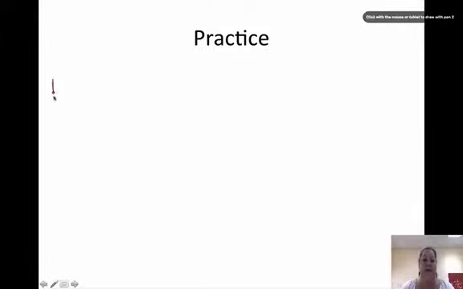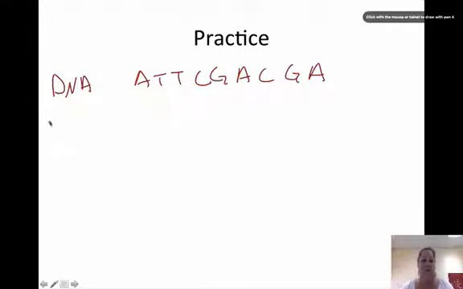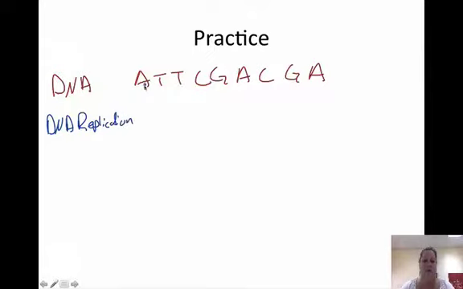So here we have our DNA. Let's go A, T, T, C, G, A, C, G, A. 1, 2, 3, 1, 2, 3. Oh, that's perfect. So now let's do a replication. DNA replication. So you're replicating, so this would be T, A, G, C, T, G, C, T.